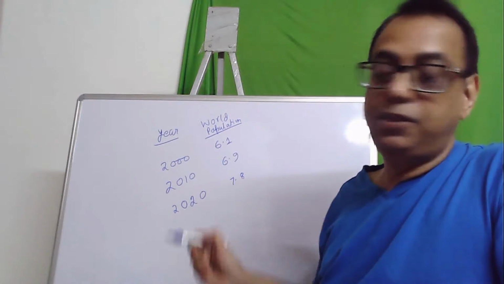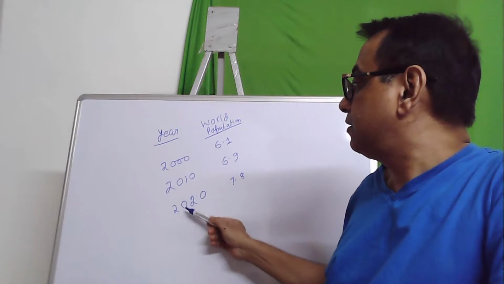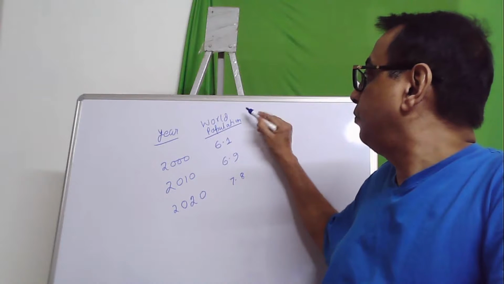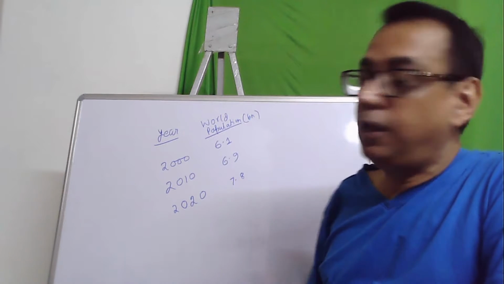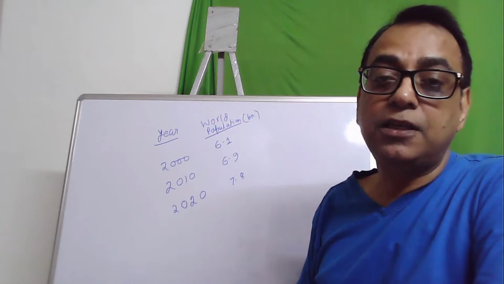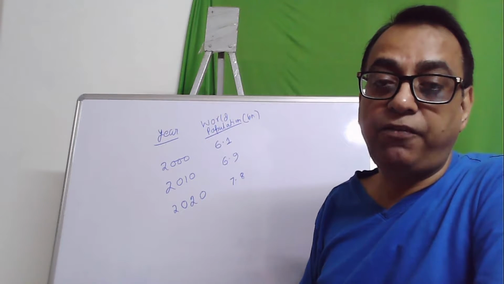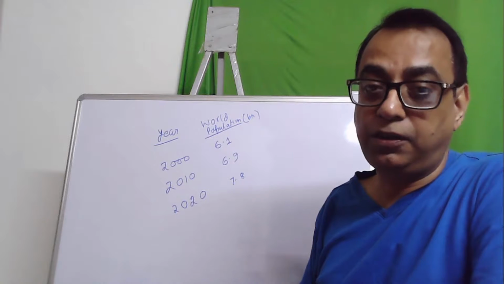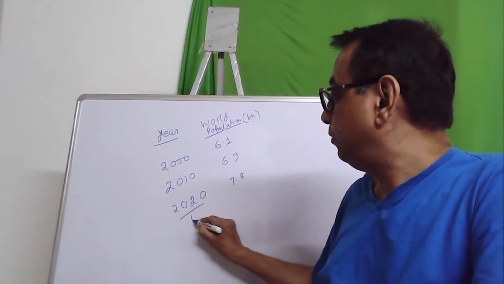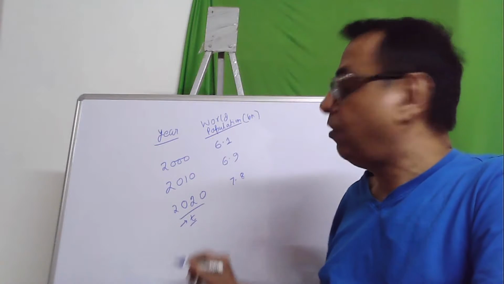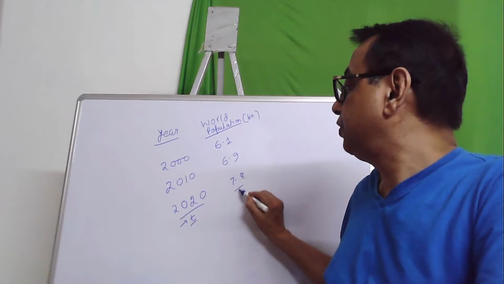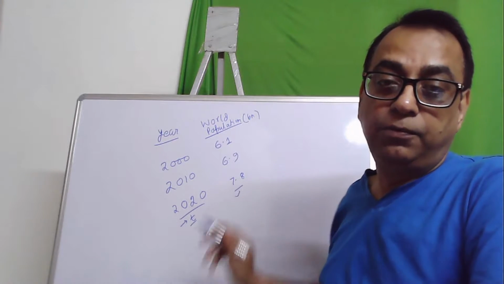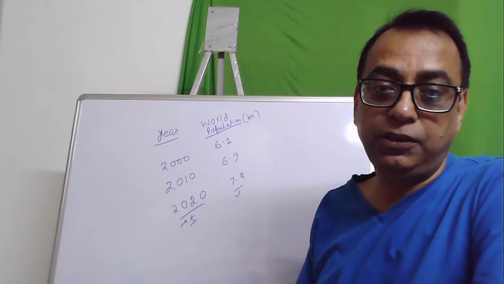Now as you can see here, this is the year and this is the world population in billions. Now we call this a function. World population is a function of the year or time. This is normally denoted by t. So we call t an independent variable and the world population a dependent variable. So this is an example of a function.